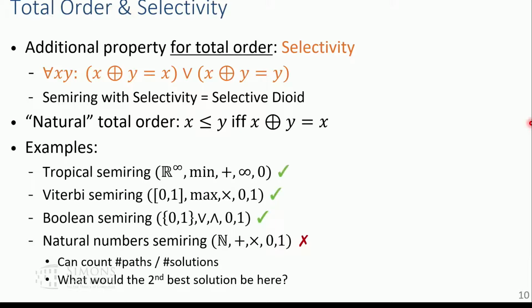Here are some examples of semirings. We've seen the semirings yesterday and today. They have appeared all the time. The first three, the tropical, the Viterbi, and the Boolean semiring, all have selectivity, and we can do ranked enumeration for all of them. For the last one, the natural number semiring, that's a semiring that we use to count things. We can count the number of solutions, count the number of paths. And if you think about it, it doesn't really make sense to ask for a second best solution. That's because of the lack of selectivity.